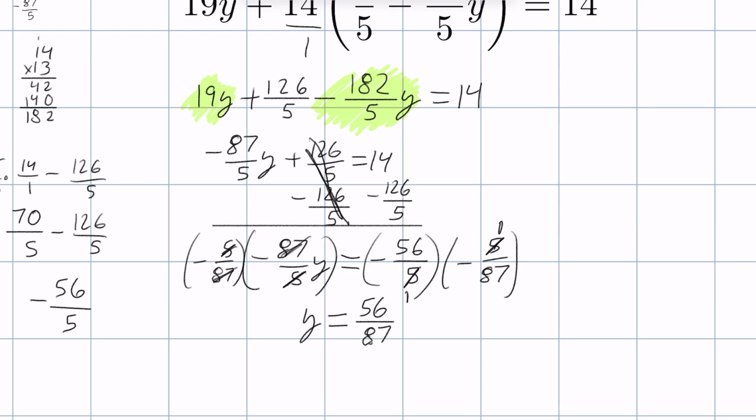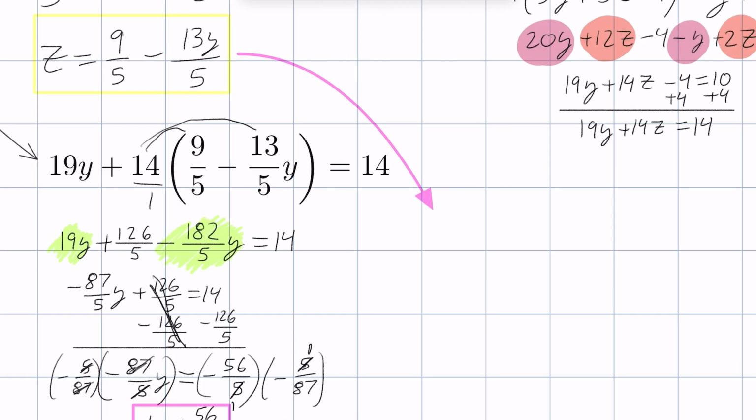So while it may feel intimidating, it's not any harder than problems you've done before with multiplication. You multiplied numerator by numerator, denominator by denominator. So we're going to bring this down here because we didn't have enough space with the way I was working it. So z is equal to 9/5 minus 13/5 y. All right, and y was 56 over 87.